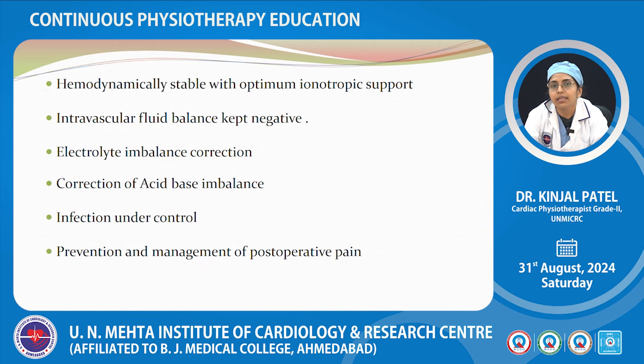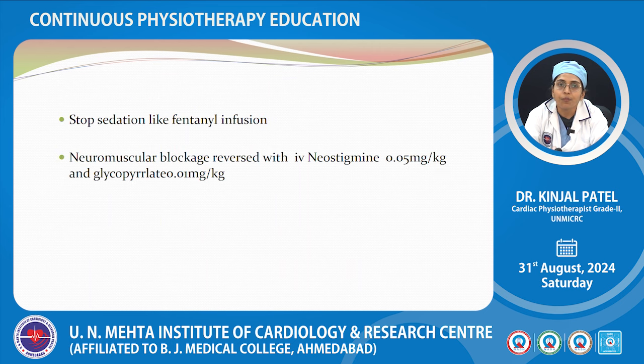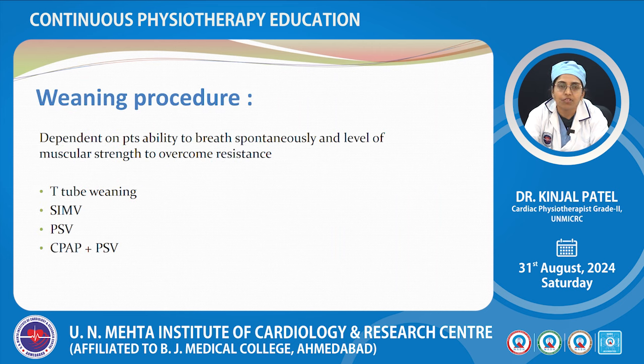Then the patient should be hemodynamically stable with optimized inotropic support and intravascular fluid balance, keeping a negative balance, with electrolyte imbalance corrected, then correction of acid-base imbalance, infection under control, then prevention and management of post-operative pain. Then stop sedation like fentanyl infusion, and neuromuscular block is reversed with neostigmine 0.05 mg per kg and glycopyrrolate 0.01 mg per kg. Then the weaning procedure.